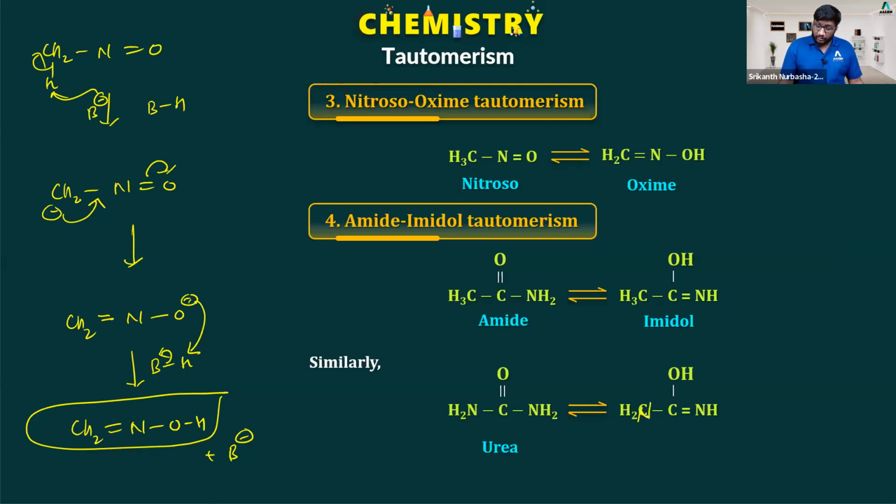it should be NH2, right? NH2 C double bond NHOH. Same: amide-imidol, urea and the respective tautomer, all these are going to be produced. So these are the 4 kinds of tautomerism which we can have.